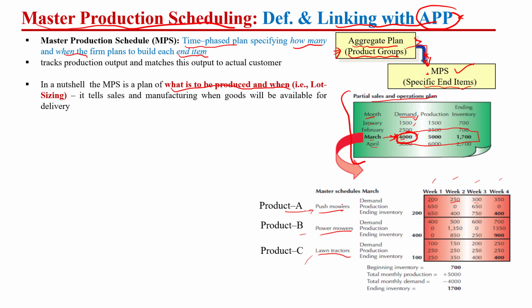You can also say it is the proportion of this product A demand out of the 4,000. Similarly, for product B, we should produce 400 in week 1, 500 in week 2, 600 in week 3, and 700 in week 4. Similarly for product C. Then, based on this end product demand, we should develop the master production schedule. That means in which particular week we should produce, how many we have as initial inventory, and how much we should have as ending inventory in that particular week.